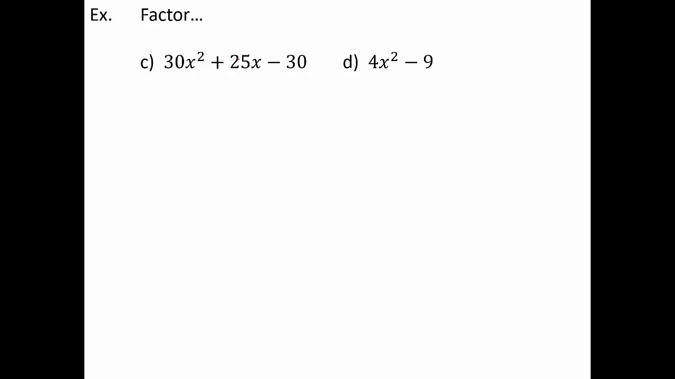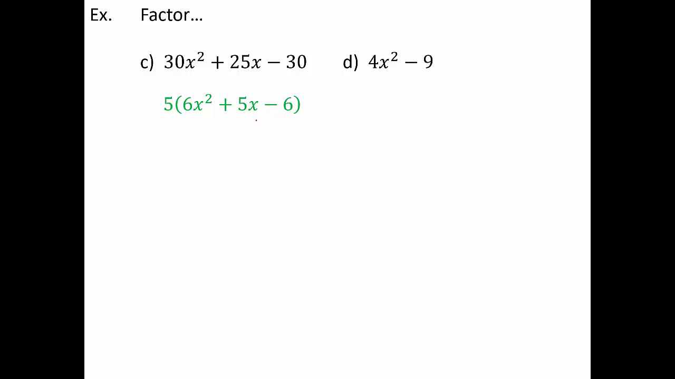Anytime you look at a problem and say to yourself, oof, this looks difficult, I don't want to do this, ask yourself, hey, maybe I'm missing something that would make this problem a whole lot easier. And in this case, it wouldn't be just easier. If you don't do this, you're going to get the wrong answer. GCF. You have to look for a GCF first. Between 30, 25, and 30, you have a GCF of 5.